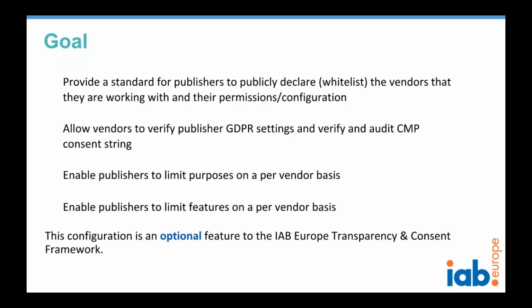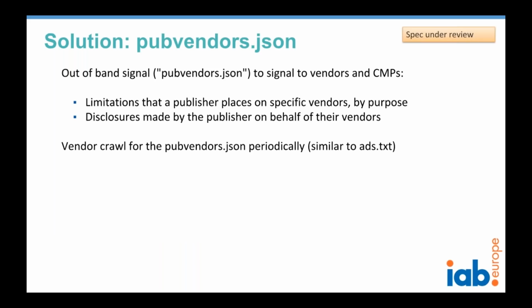If you go to the next one, the solution, here we go, the spec under review is an out-of-band signal called pub vendors JSON. This is similar to ads.txt, for those of you familiar with it. There's a file that the web host, the publisher, or any other web host will host in a well-known location, and that vendors can crawl for and get the information that the publisher defined.